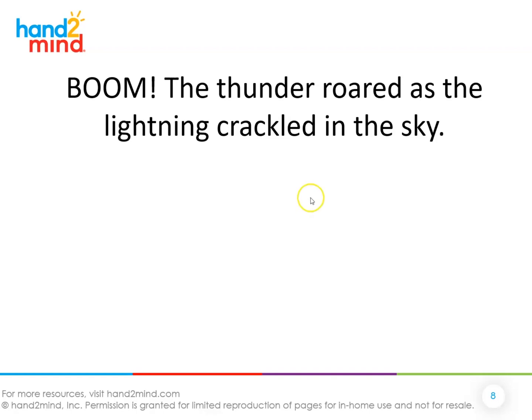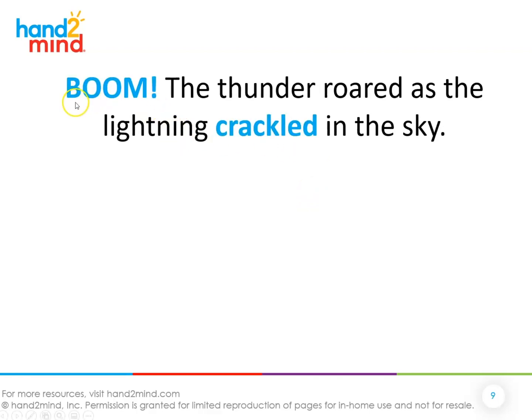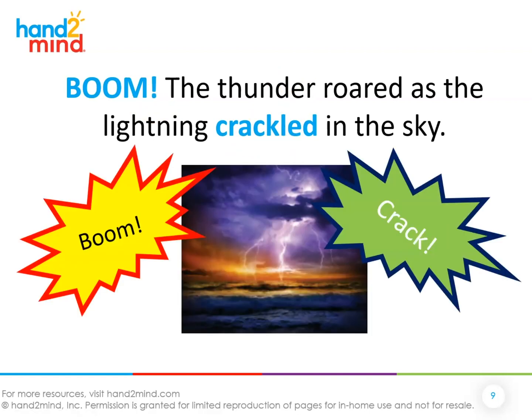When I read this sentence, I actually see two examples of onomatopoeia. First, I see the word boom, which makes me think of the sound of thunder during a storm. I also see the word crackled, and when lightning strikes in the sky, a lot of times you hear a crack or a crackling sound. So, both boom and crackled are examples of onomatopoeia.